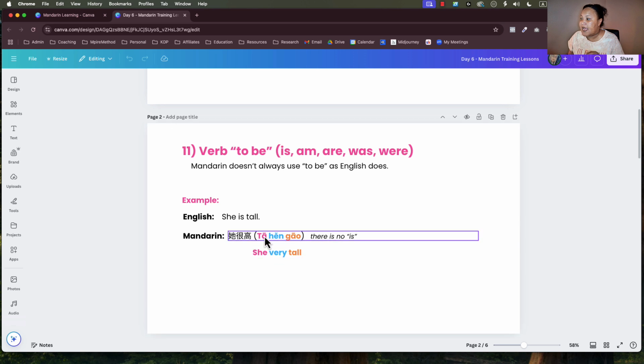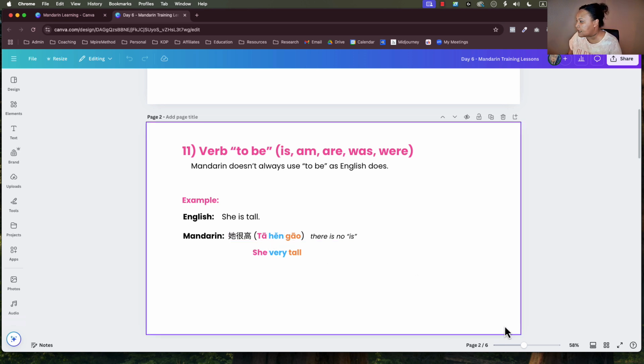So ta, and the only way we know this is a she from this ta, because, and remember, one of our rules, there's no gender distinction in spoken Mandarin. So if I was just to say to you, ta hen gao, is saying he or she is tall, or he or she very tall. You wouldn't know if I'm talking about a girl or a boy just by saying it. But it's gender specific when written.